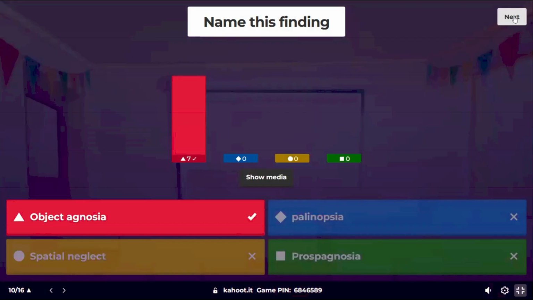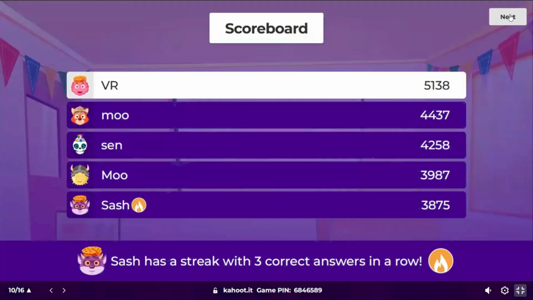Yeah, thank you. It's object agnosia due to bilateral affection of the occipitotemporal projection. This is something beyond the primary visual cortex. So this is one of the higher cortical dysfunctions. Thank you for answering it correctly. Next.